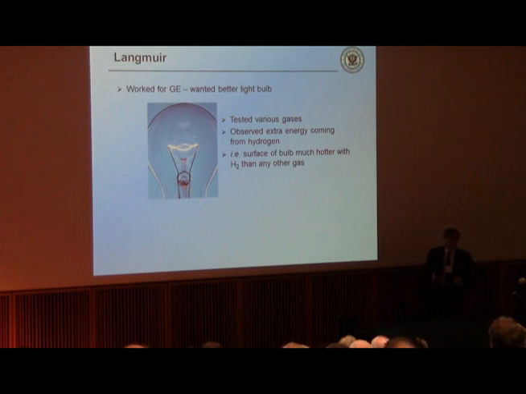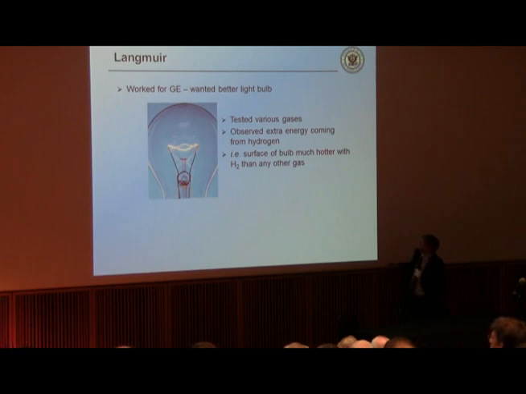They had a tungsten film that didn't last very long. The concept back then was the better the vacuum, the better the light bulb. They couldn't pull the vacuums at all back then. So he tested various gases, and what he observed was hydrogen gave extra energy on the surface that other gases didn't. They measured the temperature of the outside of the envelope versus the gas inside. They said hydrogen gave more heat on the outside than the filament.